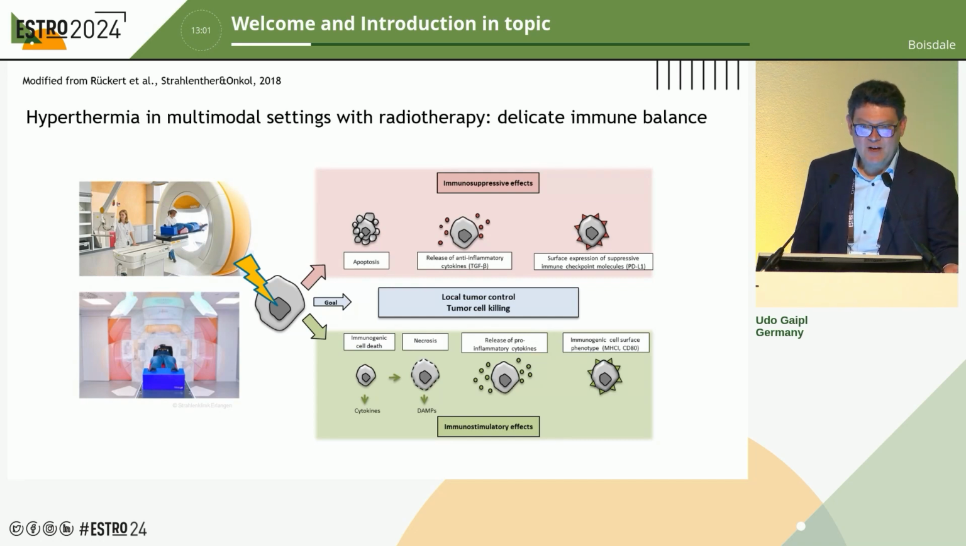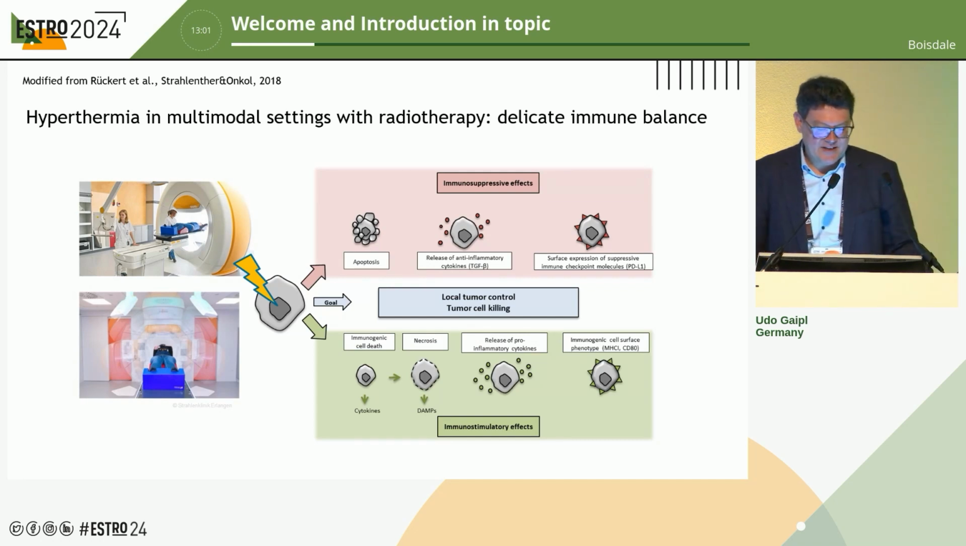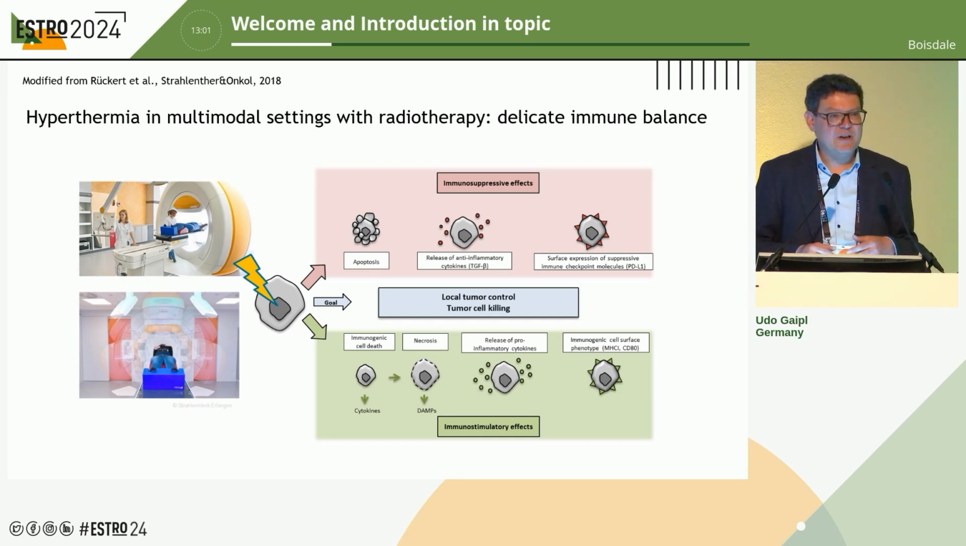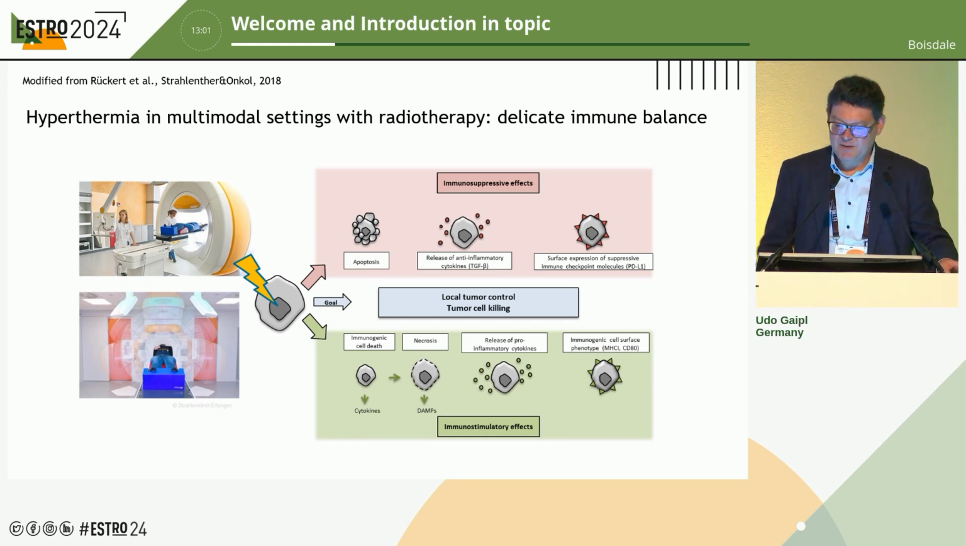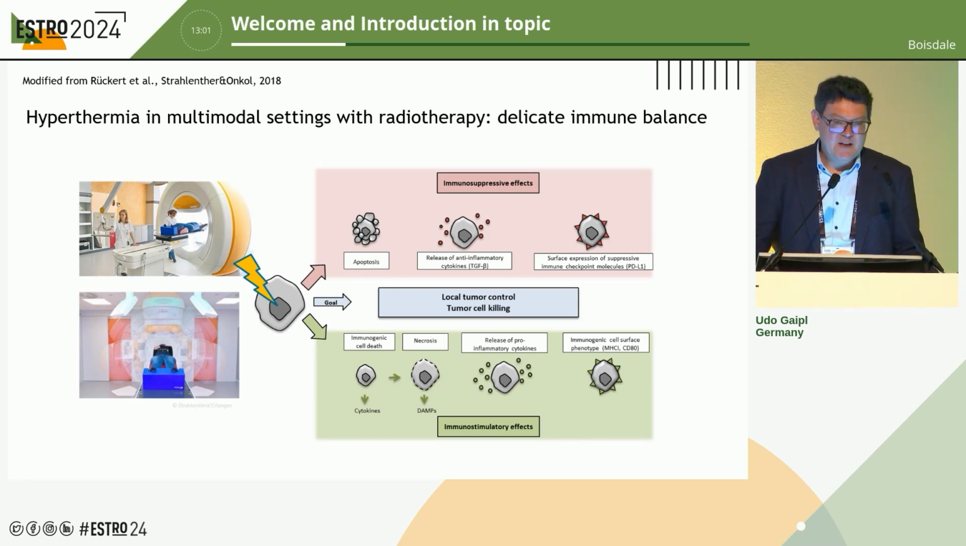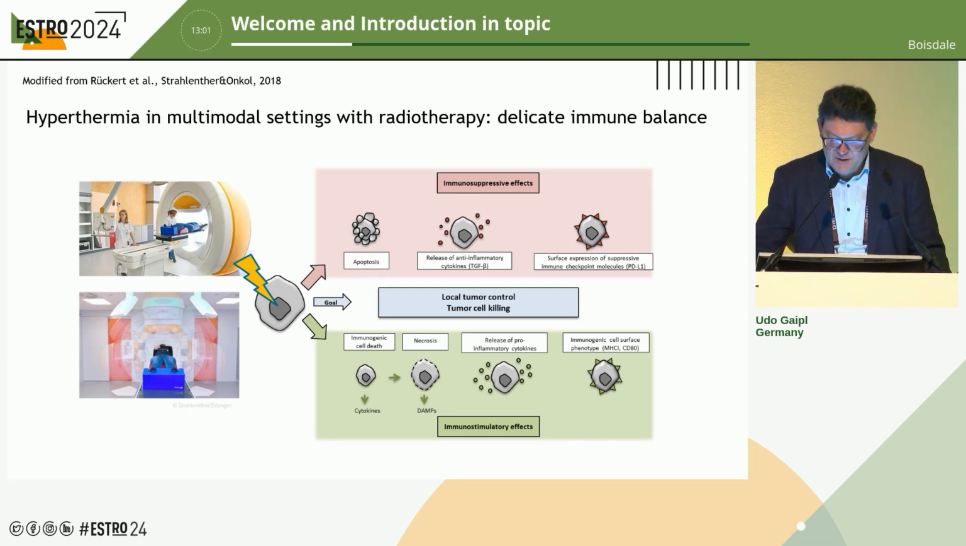But when we now go for combined therapies, for example radiotherapy, we also learned that it's not only a local treatment, it's also an immune modulator. On the one side, from radiotherapy, you can increase the immunogenicity of the tumor. On the other side, you have immune suppressive effects, like the release of TGF-beta or the expression of immune suppressive checkpoint molecules on the tumor cell surface.